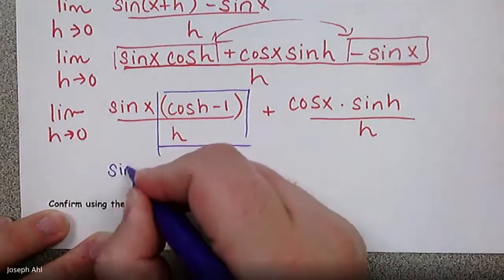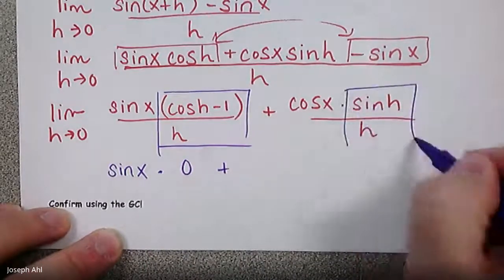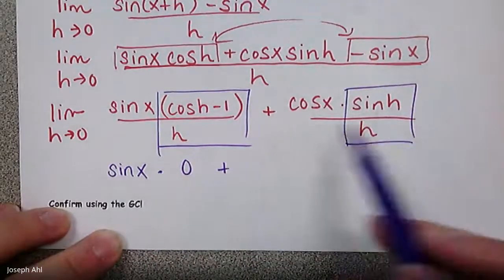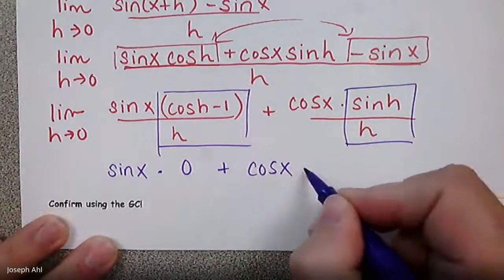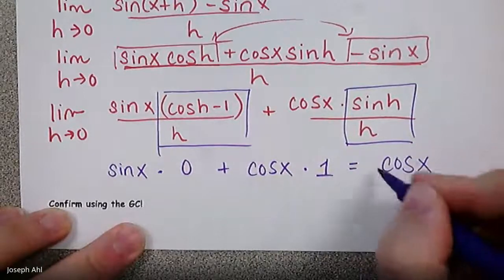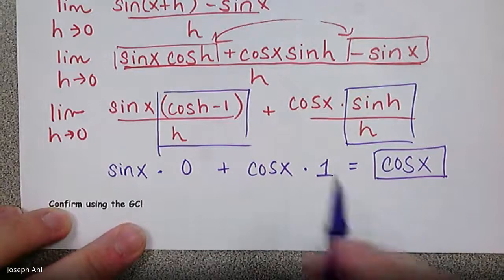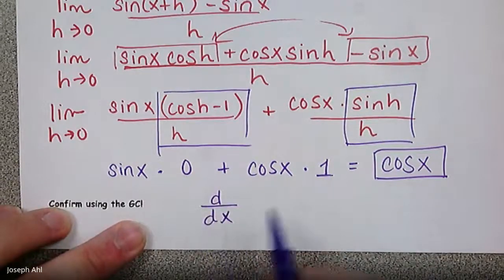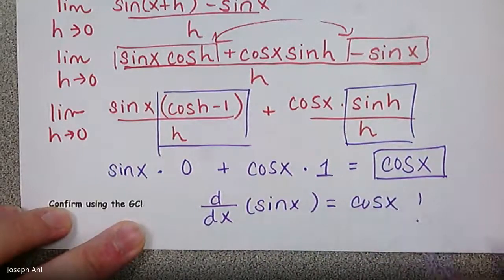So there's going to be sine x times 0 plus, there's my world-famous limit on this side. Limit as h goes to 0, that is 1. So it's cos x times 1. So lo and behold, the derivative of sine x is cosine x. How amazing is that?